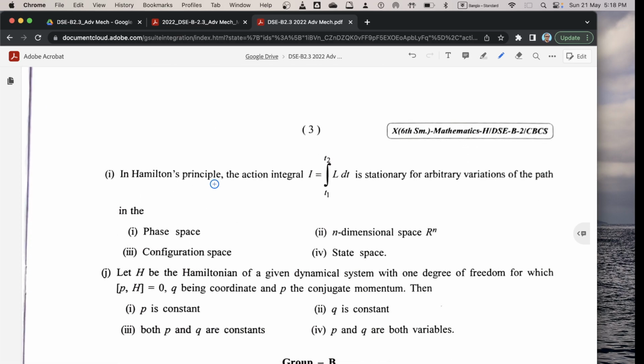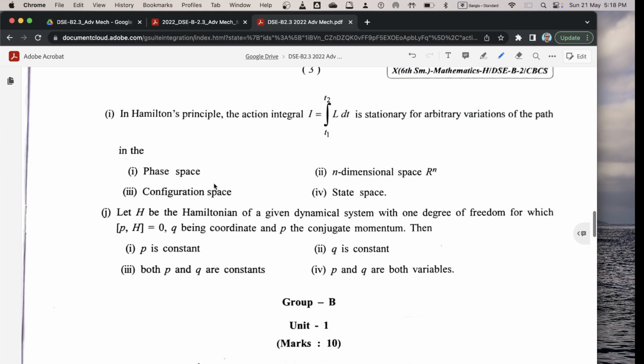Next question. In Hamilton's principle, the action integral I, the integration from t1 to t2 of L dt, is stationary for arbitrary variation of the path in which space: Rn, configuration space, or state space. The correct answer is configuration space.